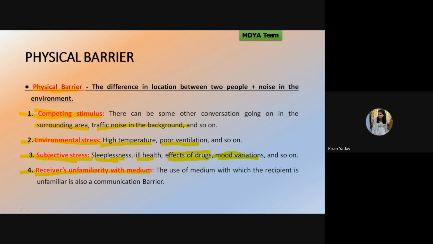This is also physical barrier. If someone wants to join MDYA academy, they want to learn, they want to prepare for NET exam, and they do not know how to use Google Meet, how to use WhatsApp, then this is also a barrier. The use of a medium with which the recipient is unfamiliar is also a communication barrier. So these are physical barrier. Clear?